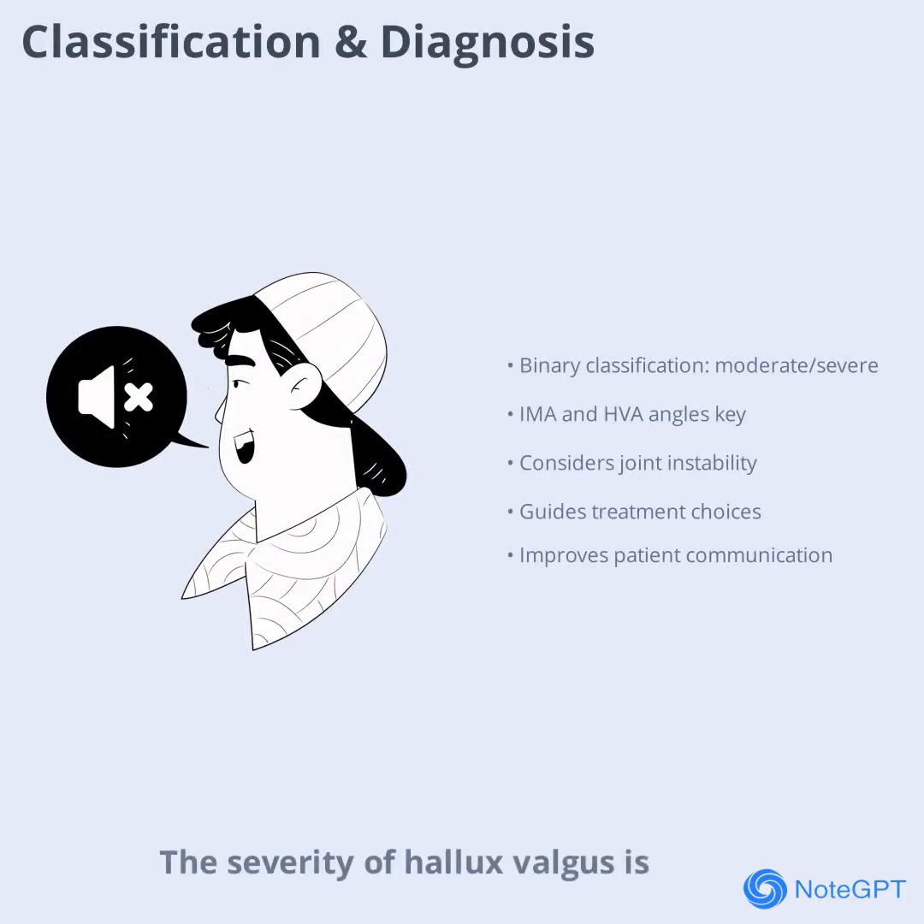The severity of hallux valgus is most commonly assessed using radiographic measurements, the intermetatarsal angle (IMA) and the hallux valgus angle (HVA). Traditionally, classifications have been inconsistent, with some systems dividing the deformity into mild, moderate, or severe categories. However, recent recommendations suggest simplifying this to just 2 degrees, moderate and severe. Moderate hallux valgus is defined by an IMA of 18 degrees or less and an HVA of 40 degrees or less, while severe cases exceed these values.